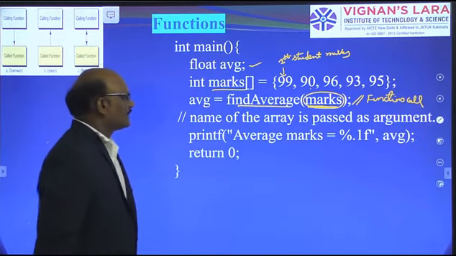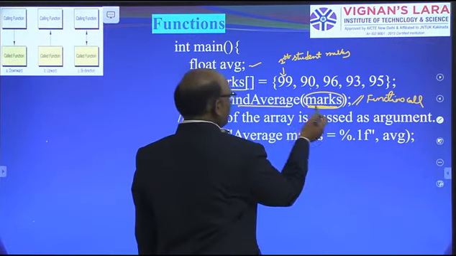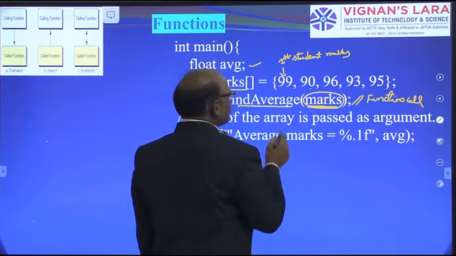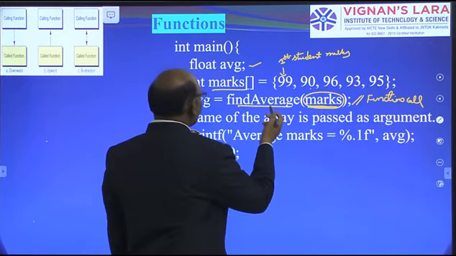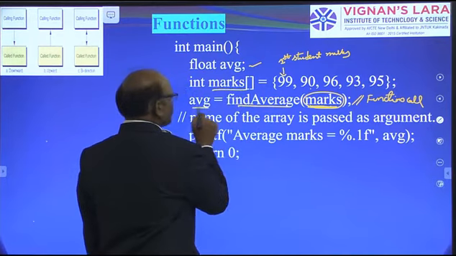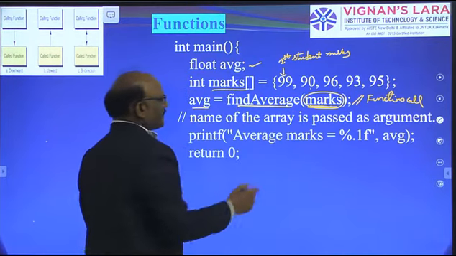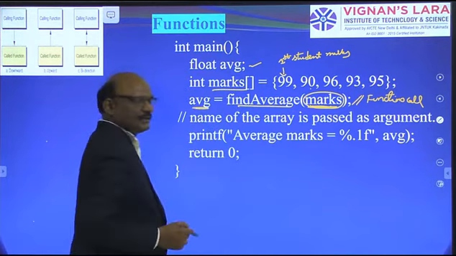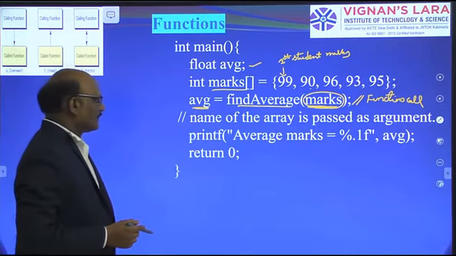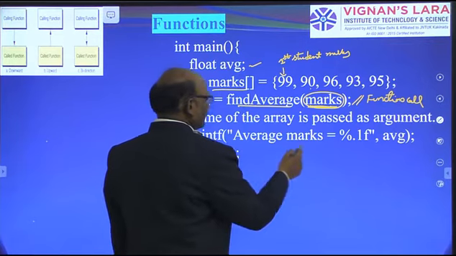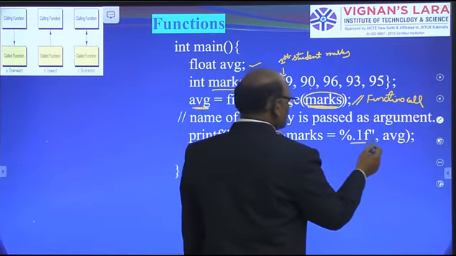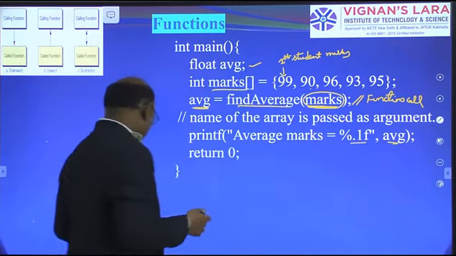In the function call, I am just passing the marks array as an argument. So find average is the function. It returns a floating point value, that is the average. Whatever value is returned by this function is assigned to average. Next, print the average marks. Average marks are printed.